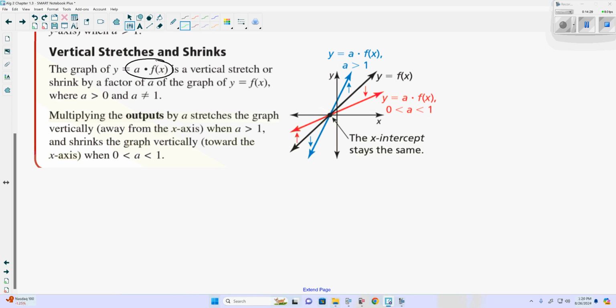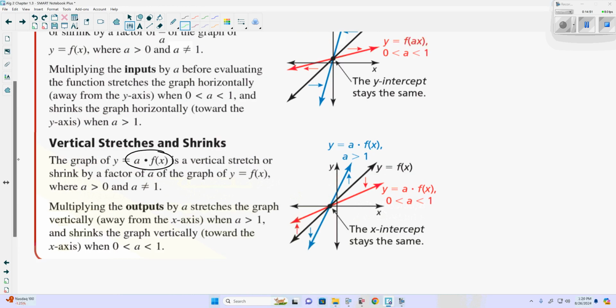Because what we're doing is multiplying the outputs, the y values, by a. It stretches the graph vertically away from the x-axis when a is greater than 1, and shrinks it when a is between 0 and 1. That's kind of nice. So it doesn't matter what the stretch or shrink is. It's the value of a. We plug it into a times f of x. Nice, easy, to the point.